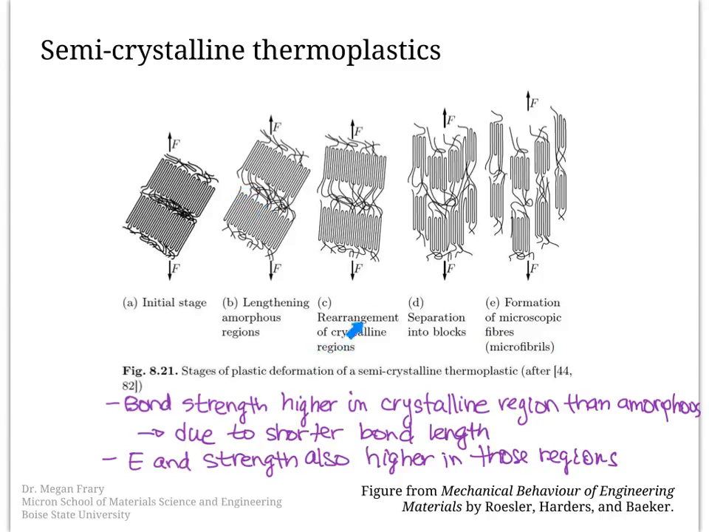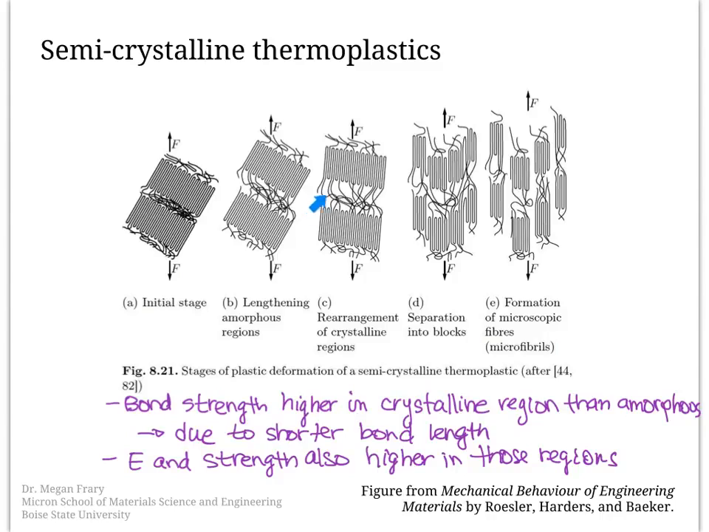Then what happens is that the crystalline regions start to realign to be more parallel to the loading direction. And then finally, the crystalline regions start to separate into blocks. So at this point, you're starting to break some of the bonds in the crystalline regions. And then essentially towards the end, then you have the formation of these microfibrils.